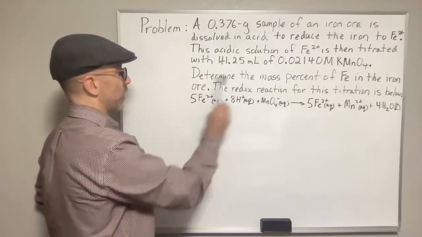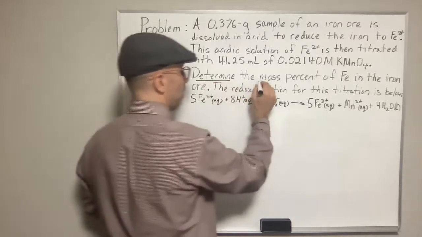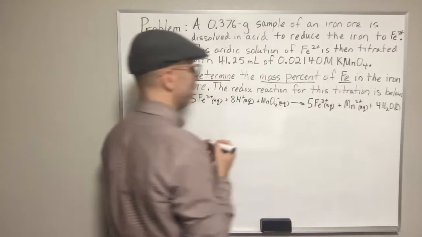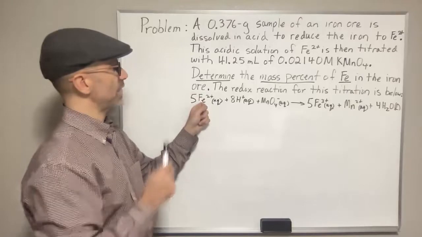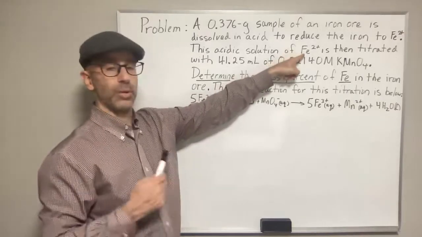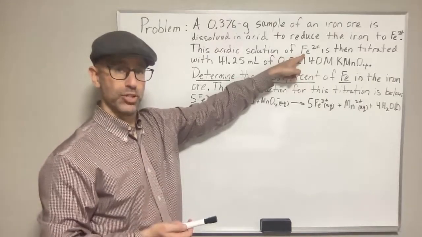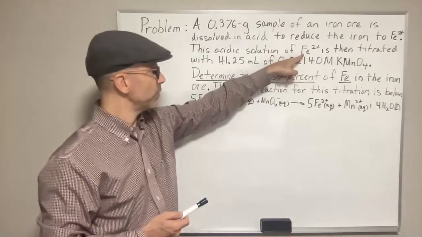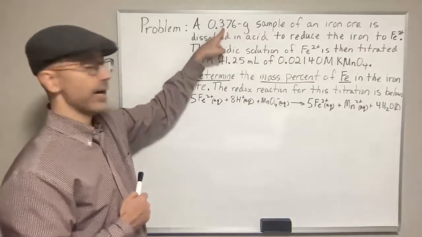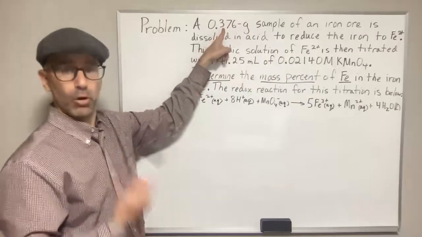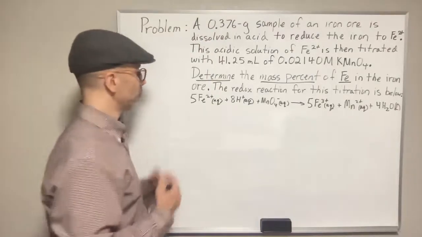And then once we have moles of Fe2+, then we could figure out what they want to know. Right now, to remind ourselves, the question is to determine the mass percent of iron in the iron ore. If we could figure out the number of moles of Fe2+ that was titrated, that would be the number of moles of iron in the iron ore. We could convert that to grams using molar mass. And then once we know the grams of iron, we divide it by the total mass of the sample and multiply by 100 to get our mass percent. Okay, so let's do that.